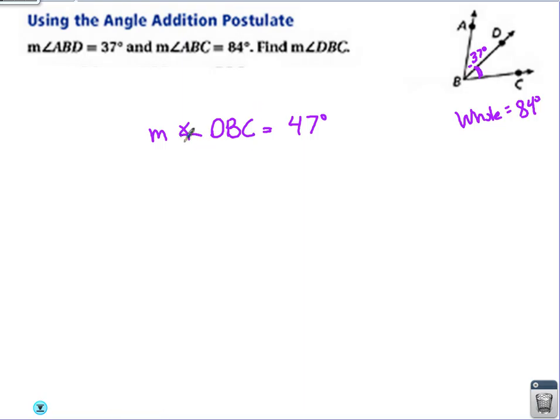Angle DBC has a measurement. Anytime you see that small m in front of an angle, it simply means the measure of that angle. Okay, how big is that angle? This is not true: angle DBC is not equal to 47 degrees.